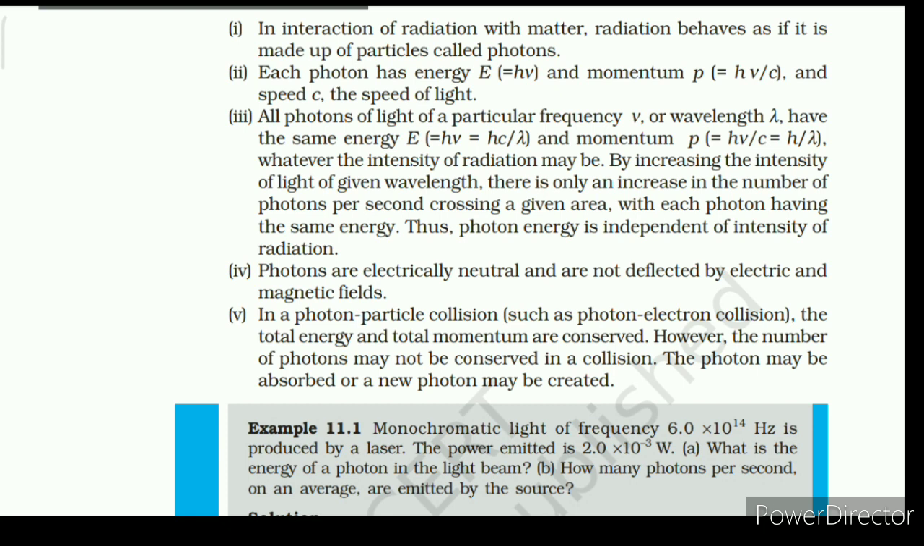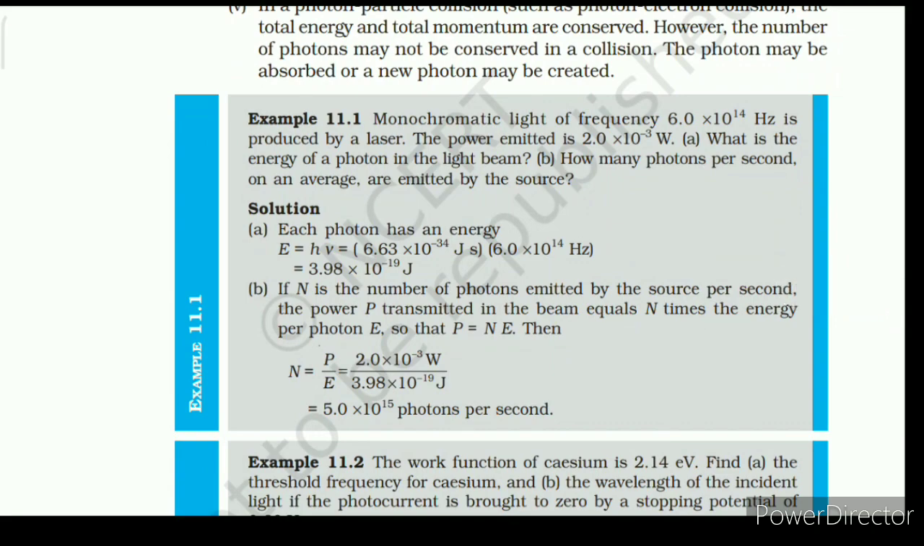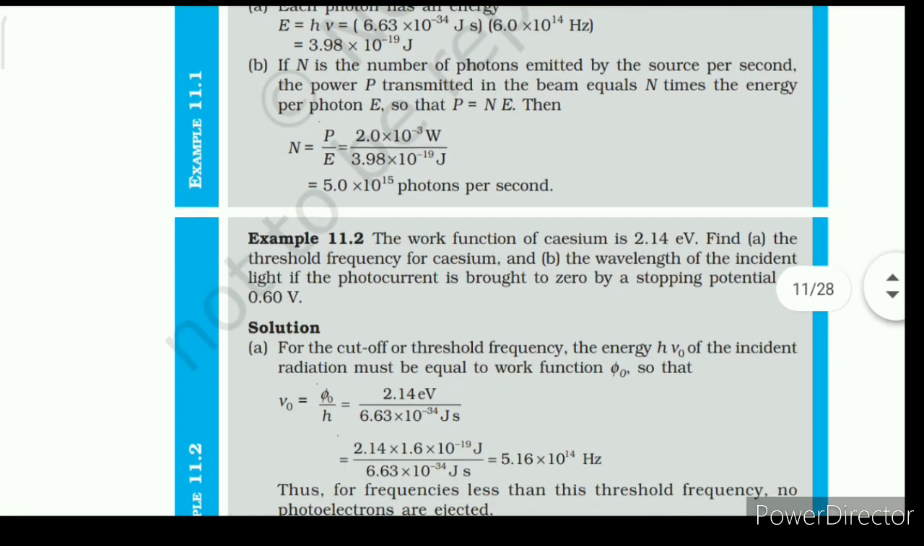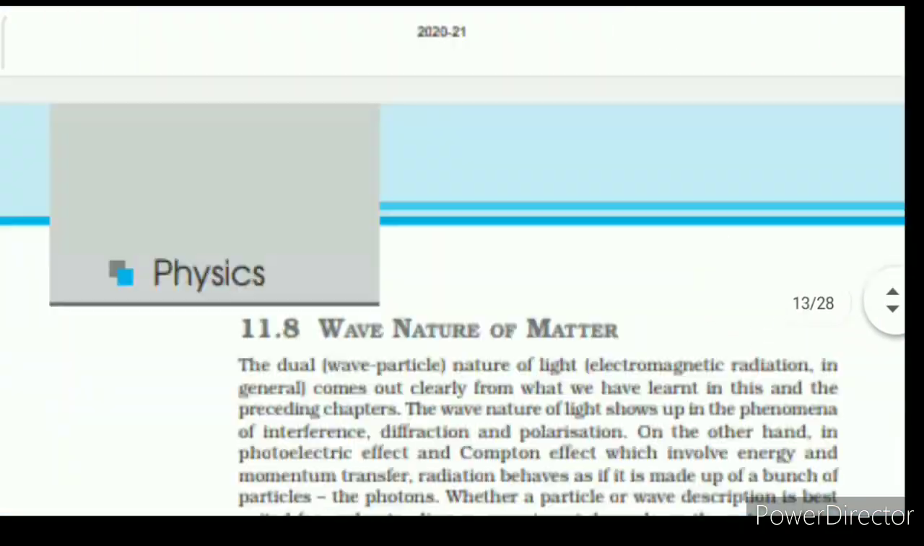Whether the particle or wave description is best suited for understanding an experiment depends on the nature of the experiment. For example, in the familiar phenomenon of seeing an object by the eye, both descriptions are important. The gathering and focusing mechanism of light by the eye lens is wave-like as well. If radiation has a dual nature, might not the particles of nature also exhibit wave-like character?